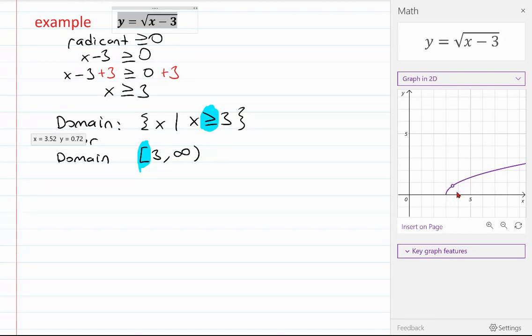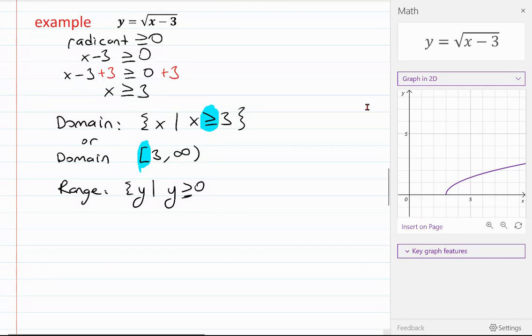Yes, so for these x values I have y values, but when I have x equal 1, 2, or less than them, I don't have any y values. And also we can write the range here. As you can see on the graph, my range is y bigger than or equal to 0. All the y values bigger than or equal to 0.